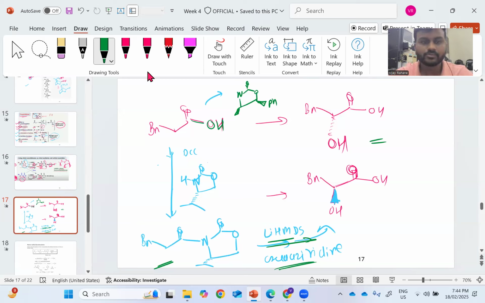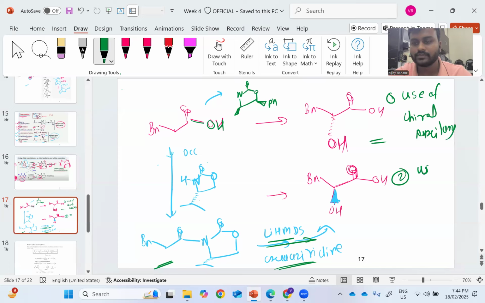So in this case, two concepts are important to note. The first one is the use of chiral auxiliary, and the second is the use of oxaziridine. The oxaziridine gives us the electrophilic oxygen, and this chiral auxiliary drives the stereoselectivity.